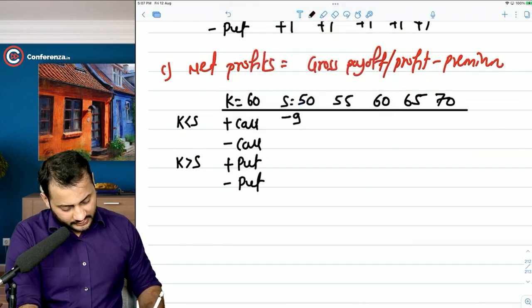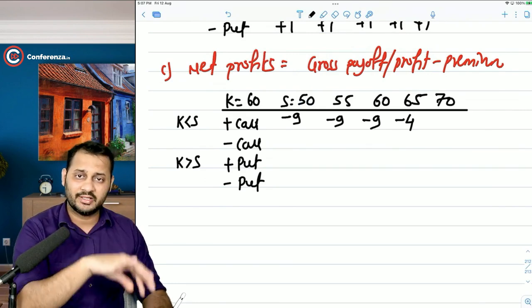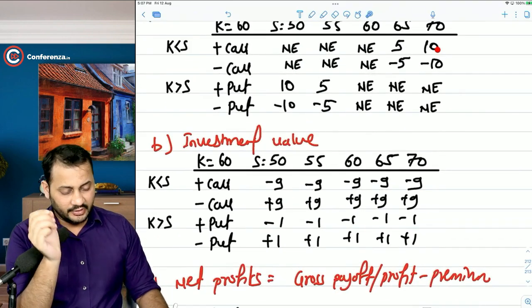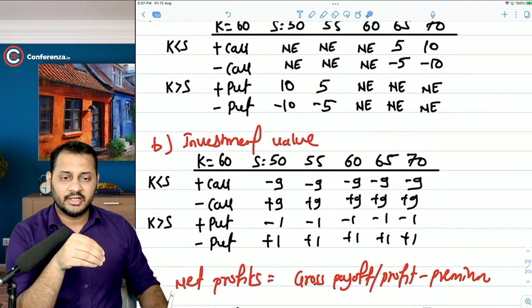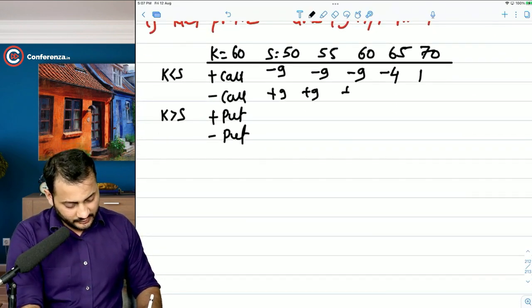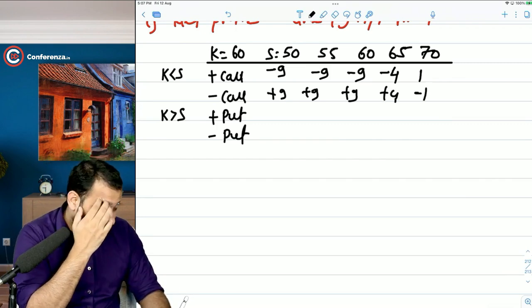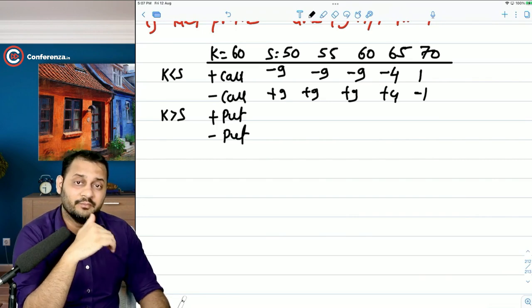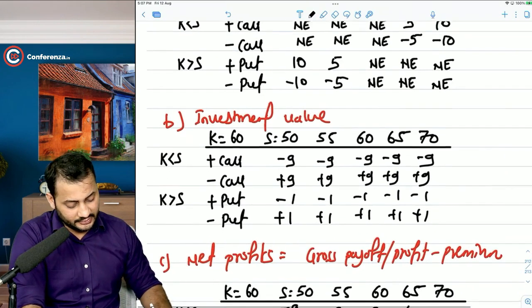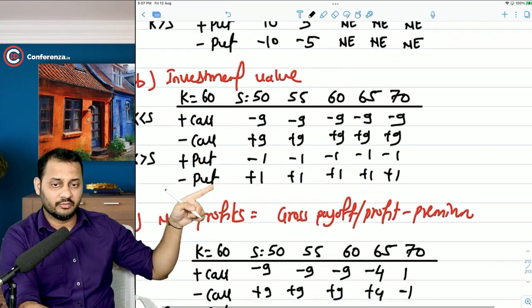It will look like minus 9, minus 9, minus 9, minus 4 in this case, because 5 is the gross payoff, minus 9 is the premium, and in this case it is 1. 10 is the payoff. See, 10 is the profit, gross profit, premium is 9, so 1. Okay. In the other case, it will be plus 9, plus 9, plus 9, plus 4, and minus 1. That's it simply. Whatever the buyer is receiving or paying, it will be paid or received by the writer. Okay, in the other case, it will be 10 rupees received by the buyer of the put minus 1 of the premium.